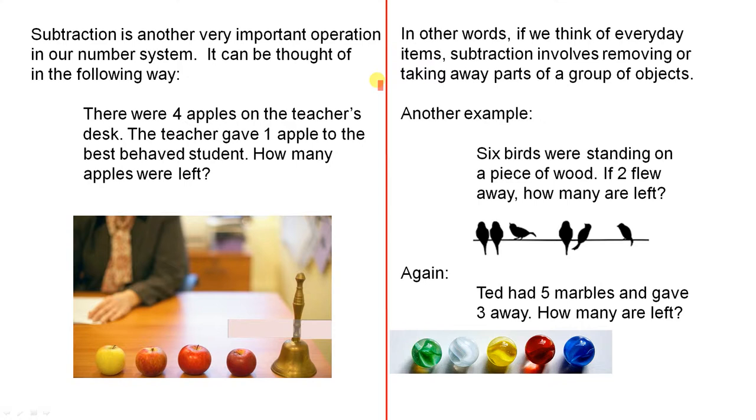Subtraction is another very important operation in our number system. It can be thought of in the following way. There were 4 apples on the teacher's desk. The teacher gave 1 apple to the best behaved student. How many apples were left?